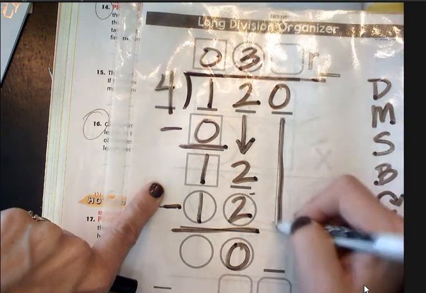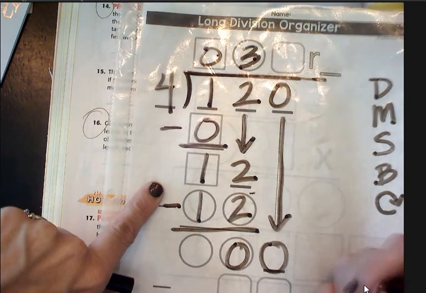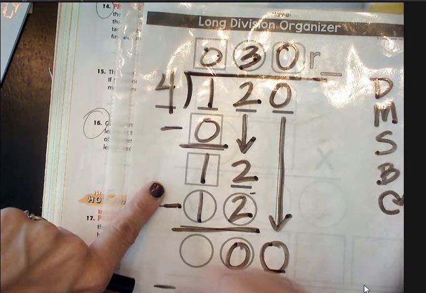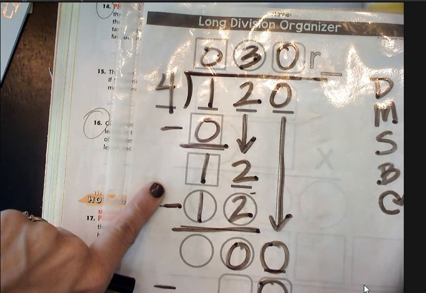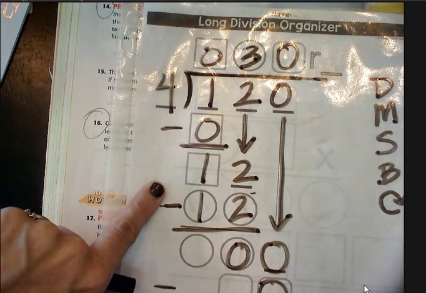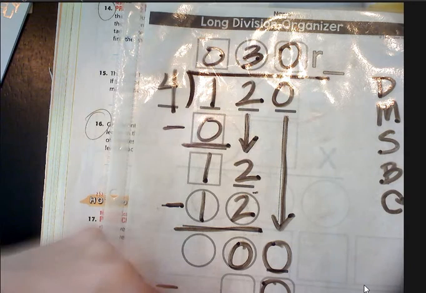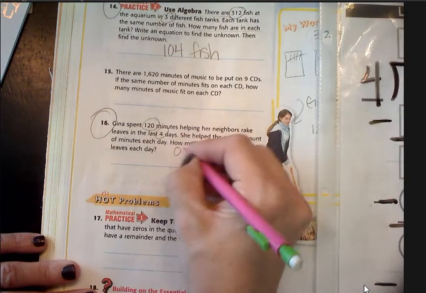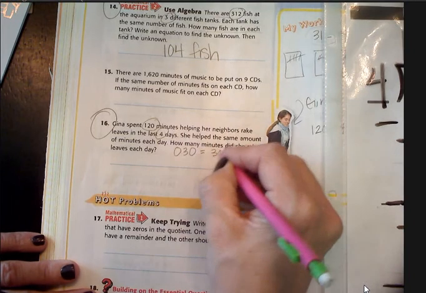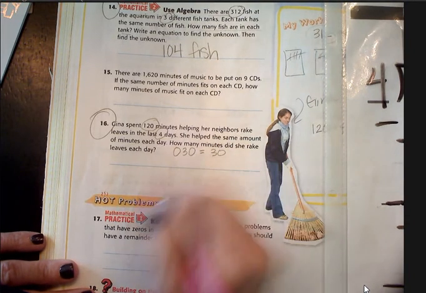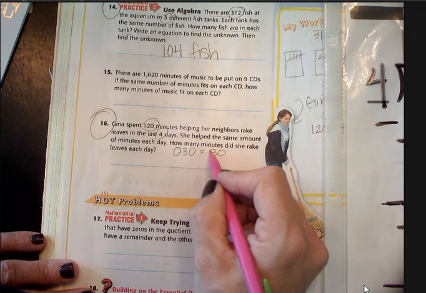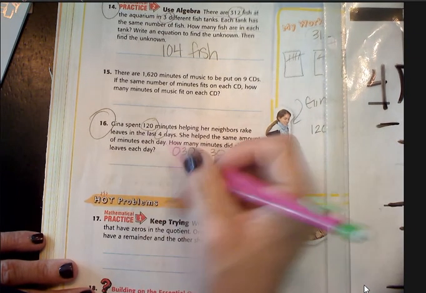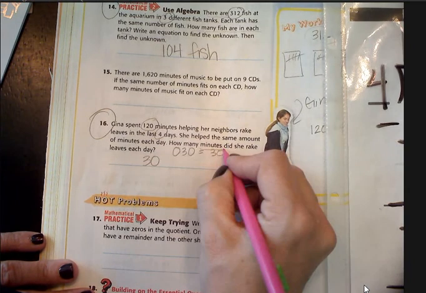Bring down a 0. How many times does 4 fit into 0? Oh, 0 times. 0 times 4 is 0. Subtract 0. Nothing left to bring down. I don't have a remainder. So 0, 30 is what we got there, but that's the same thing as 30, right? 0, 30 is equal to 30. Those are the same numbers. There's a 0 in the hundreds here, and there's a 0 in the hundreds there. We just can't see it. It's invisible. So she worked 30 what? Minutes each day.